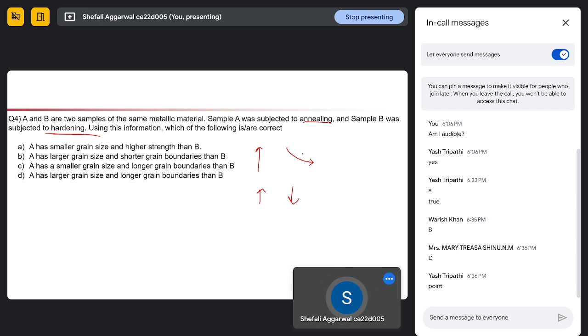So what will happen in the case of annealing is, if we see the microstructure, very big microstructures will be forming because of slow cooling. There will be an easy chance for the material to cool down and form bigger grains. However, in hardening, it will suddenly cool down, so the grains formed will be very small. So that is hardening. Now can you guess the answer?